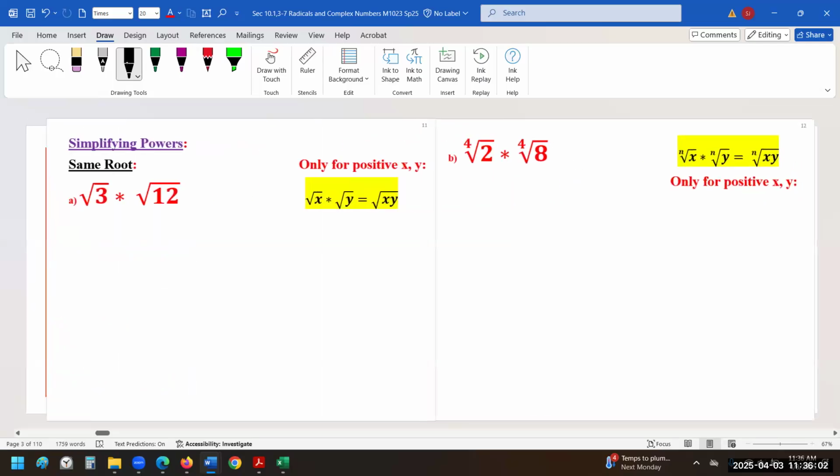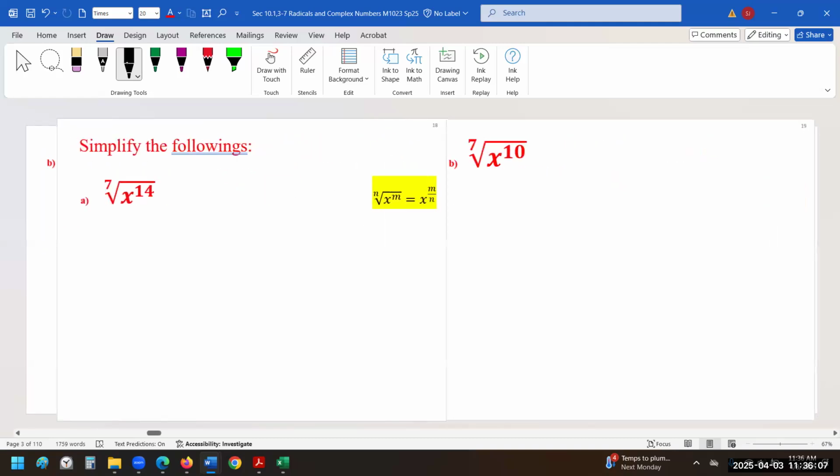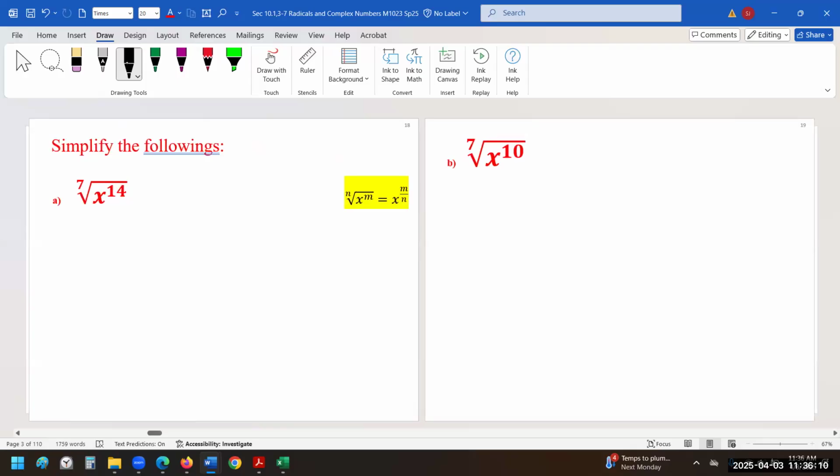We're going to do more. For example, this: 7th root of x to the 14. So you can rewrite it as 14 over 7. Can you divide 14 by 7? 2. If you can divide, that means you are done. Your answer is that.